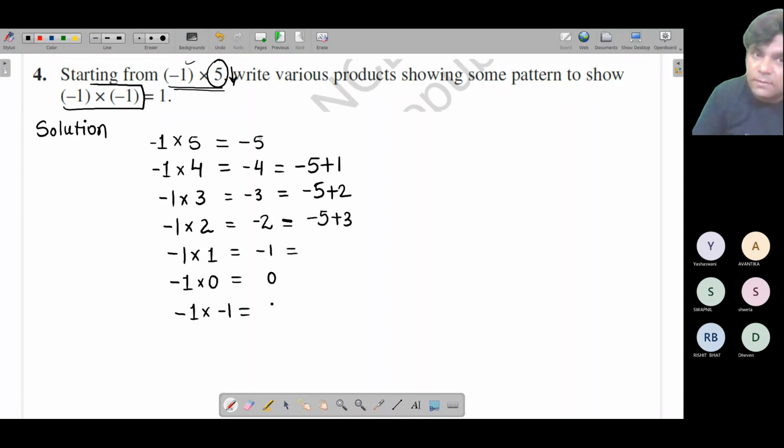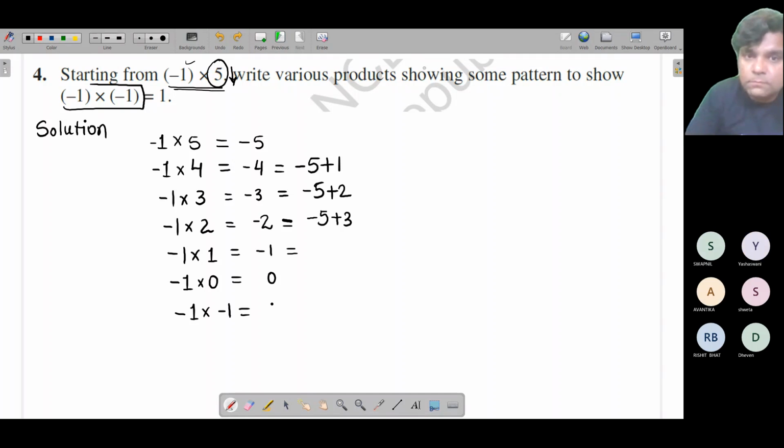We are searching for a pattern. After doing the multiplication process, here you get a -5, then -4. You can write this -4 as -5 plus 1. You can further write -3 as -5 plus 2. Similarly, by adding some integer to -5, you can write the answer of your respective multiplication. Getting it, Swapnil?